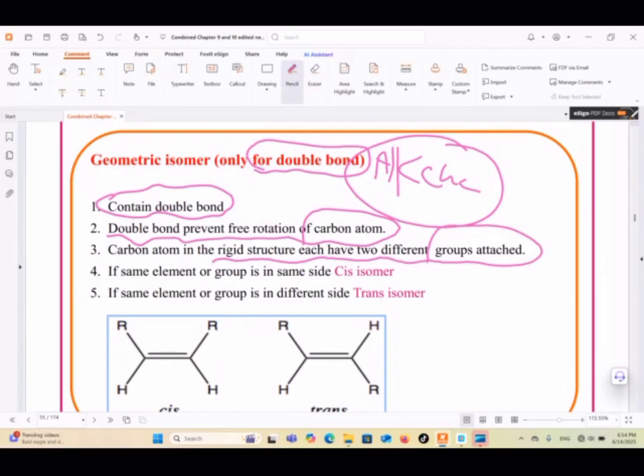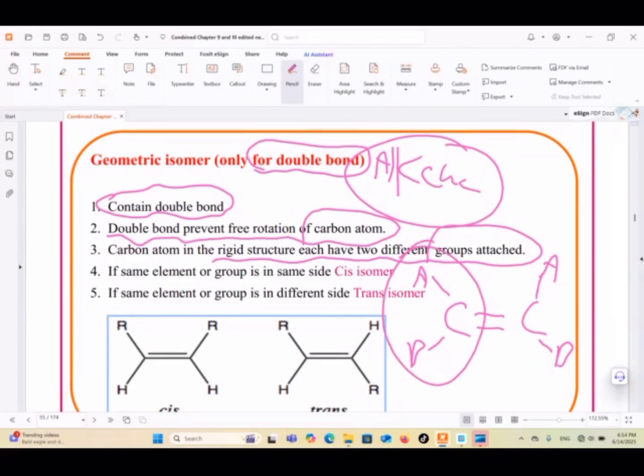The second condition for a geometric isomer to be formed: each carbon atom bonded by the double bond must attach two different groups of atoms. This is A, B, A, B. As we can see, the first carbon here attaches to two different groups. A and B are different from each other. The other one, A and B, are also not the same atoms or groups of atoms. That's the second condition for a structure to form a geometric isomer.